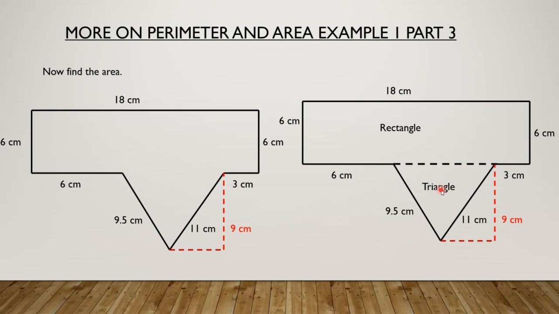For the triangle, what do we need? We need the base and the height. Then it's just 1/2 base times height. But how do we get the height? Well, that's what this is. That's what the 9 centimeters is. You can see that's the height of the triangle. Hopefully you can see that these two dashed lines form a 90-degree angle. What about the base, though? Well, that's this dashed line.